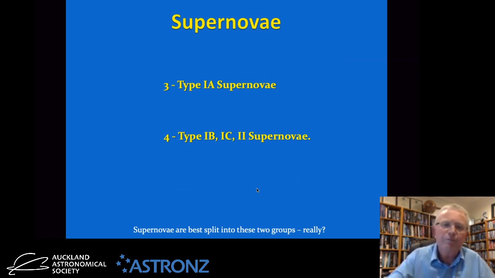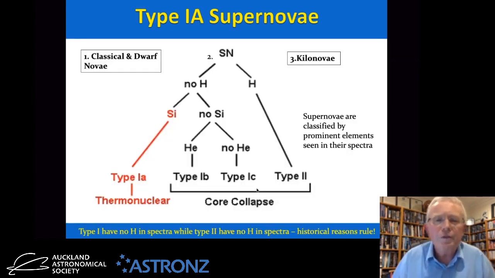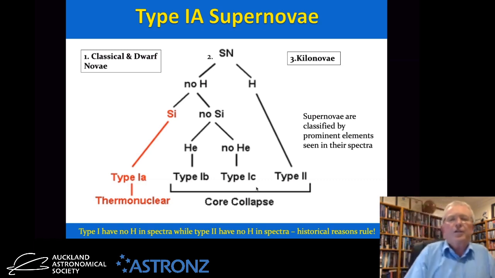So let's carry on. This is our basic chart that we had last time. Here's your classical and dwarf novae, and here's your supernovae. The bottom line is supernovae are classified by what is prominent in their spectra, what elements you can see. And it's split into two here, as you can see. If there's hydrogen in the spectra, that's immediately called a type 2 supernova. If there's no hydrogen in the spectra, it's usually what's called a type 1.